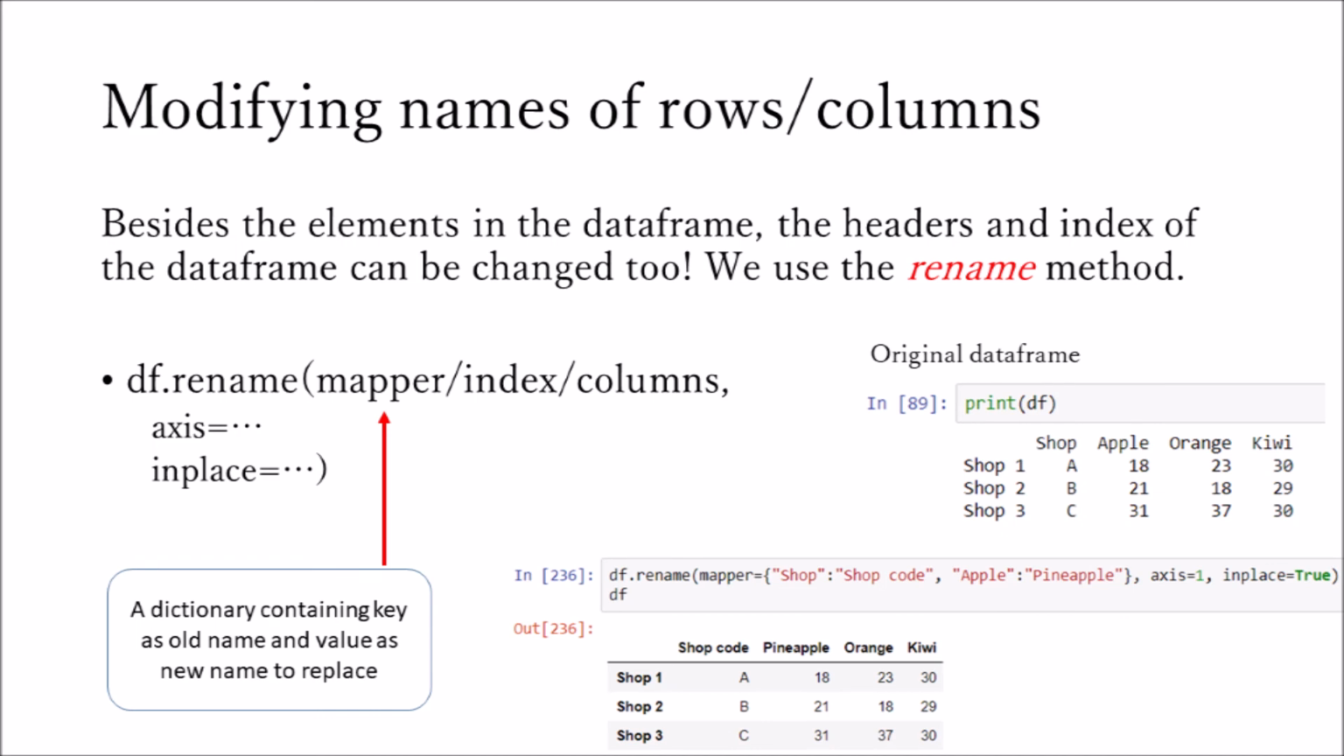Let us reuse the same data frame for illustration. Originally, the data frame has columns shop, apple, orange, and kiwi. Then we use the rename method and provide a mapper that changes shop into shop code, and apple into pineapple. Then we can see the final result agrees with what we have wanted. Of course, notice that we have also set axis equals 1 to make sure we are changing the columns, and inplace equals true so that all the changes are kept within the same data frame.